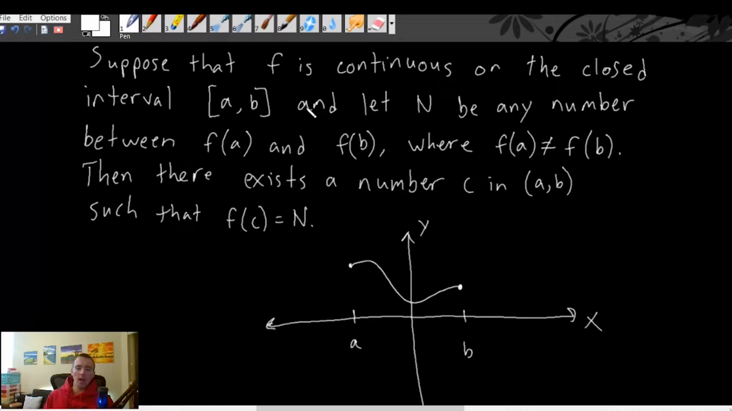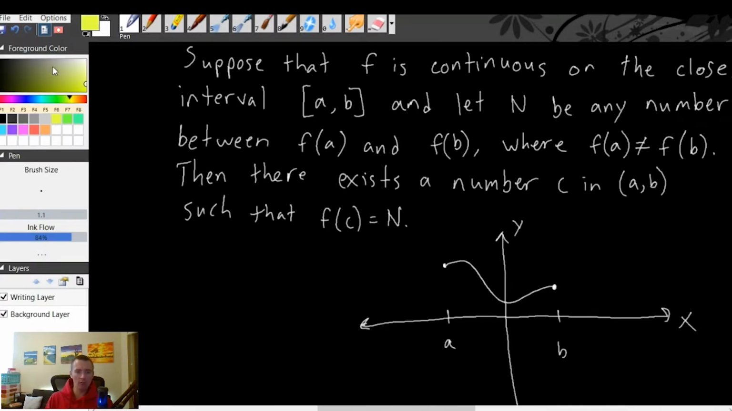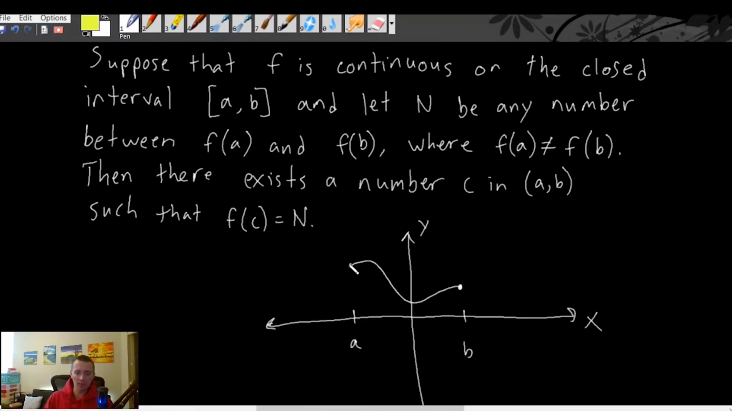And we have some number n, which is between f of a and f of b. Well, f of a and f of b is just saying whatever output you get when you plug in a and b into this function, or in other words, the y value of whatever your function is at these two points a and b. So basically this right here is f of a, and this right here is f of b. It's just the point that lies on this function at these x values that we're looking at.